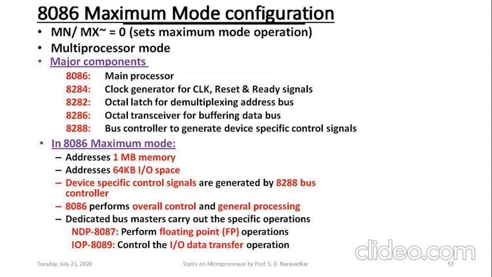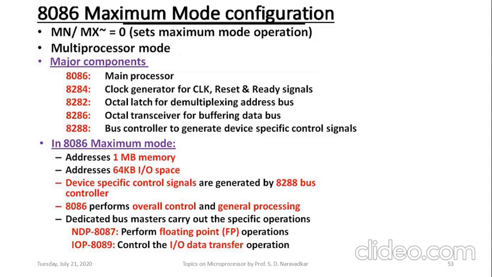Then here that 8288 bus controller generates device specific control signals. So device specific control signals are generated by 8288 bus controller. And as I just now stated towards the beginning, that 8086 processor performs overall control and general processing, whereas dedicated bus master devices carry out the specific operations. And here are the 2 bus master devices, auxiliary devices, which are shown at the bottom.